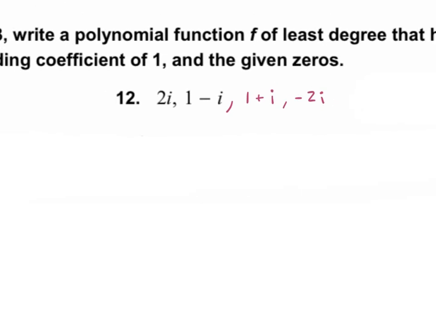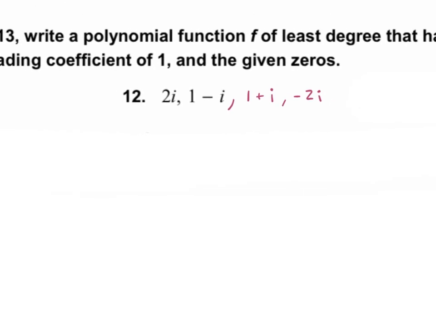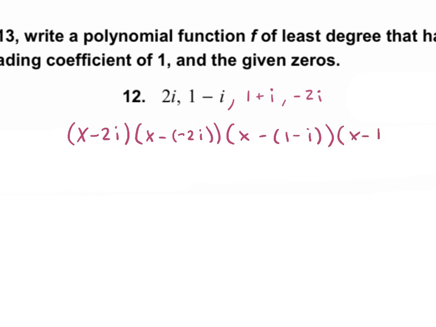So what do we do next? Casey, what's our next step? Awesome. X minus, we do x minus all of them. So x minus 2i, x minus, I'm going to say negative 2i, x minus 1 minus i, and x minus 1 plus i.